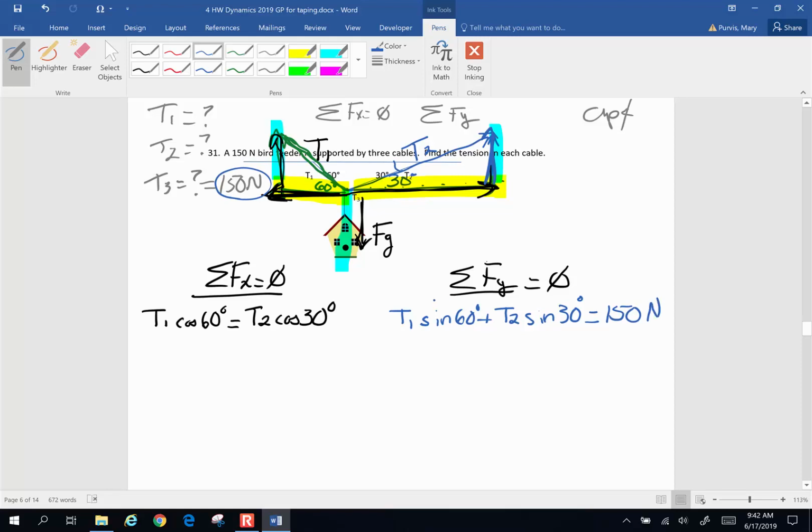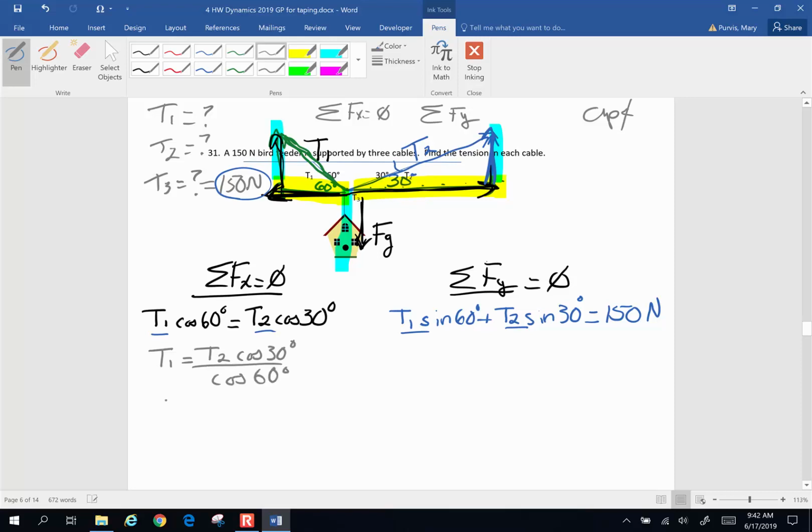Now, we have 2 equations. We have 2 unknowns. We do not know T1 or T2. So what we're going to have to do to solve this is solve for one and shove it into the other. And for no good reason, I'm going to solve for T1. You could just as easily have solved for T2. T1 just looks spiffy to me. So T1 is going to be T2 times the cosine of 30 divided by the cosine of 60.